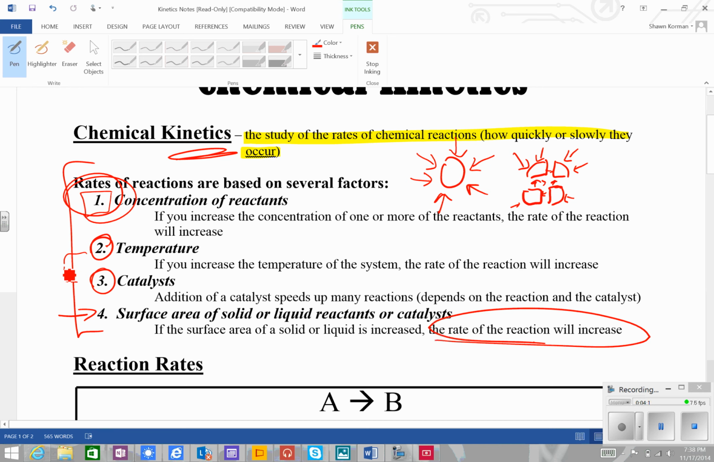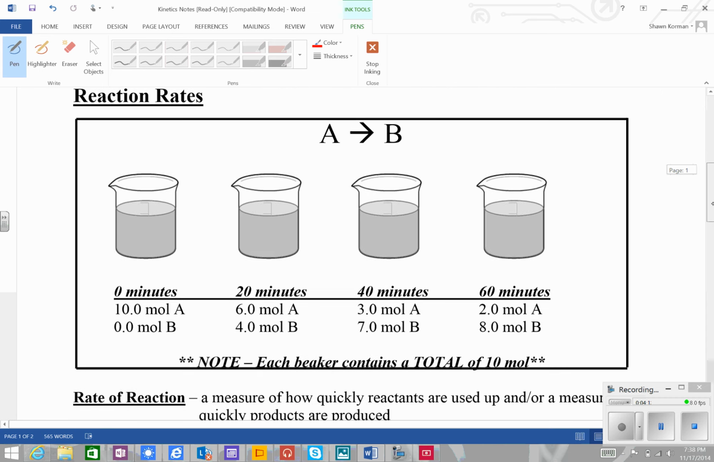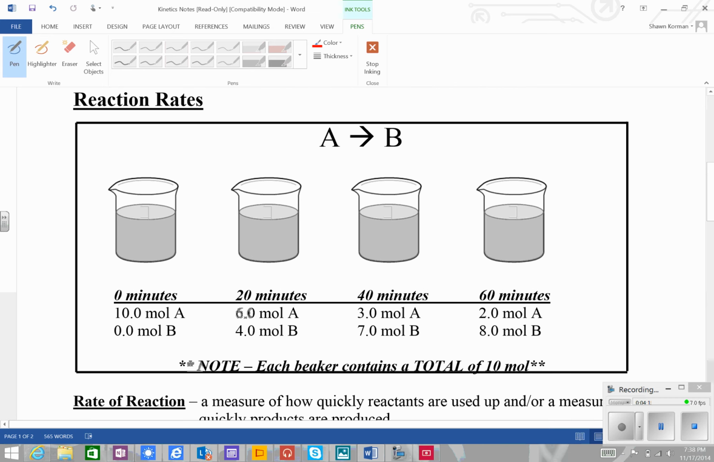Okay, so let's get into the rates of reaction stuff. If you take a look on your paper, you have some beakers, and this is supposed to indicate a reaction taking place. We are going to be dealing with 10 moles of our mixture here, and we are going to use a dot, a little molecule looking circle, to represent a mole. So at the first one, we have 10 moles of A. Let's go ahead and draw 10 little circles inside of our beaker.